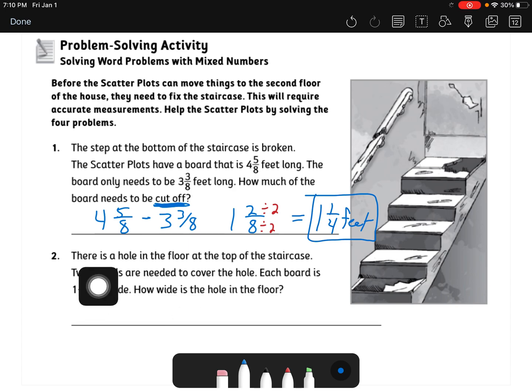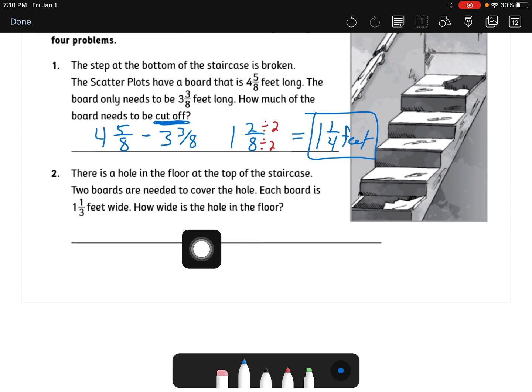Okay. Number 2, it says there's a hole in the floor at the top of the staircase. 2 boards are needed to cover the hole. Each board is 1 1/3 feet wide. How wide is the hole in the floor? Okay, so now look at this. It says that there are two boards, and each board is 1 1/3. So since we haven't been really doing multiplying yet, let's just add 1 1/3 plus 1 1/3, right?